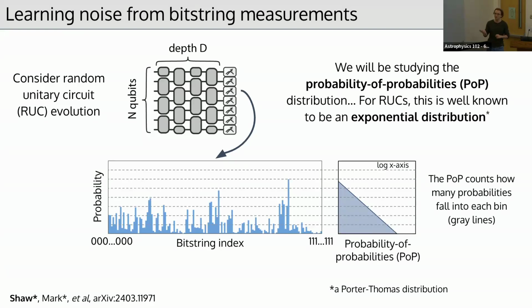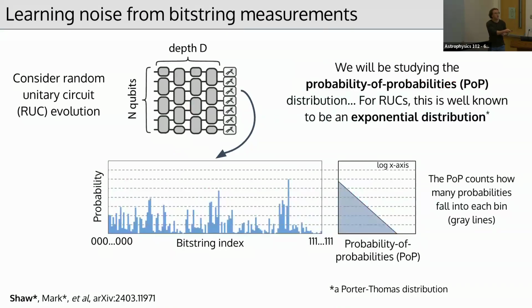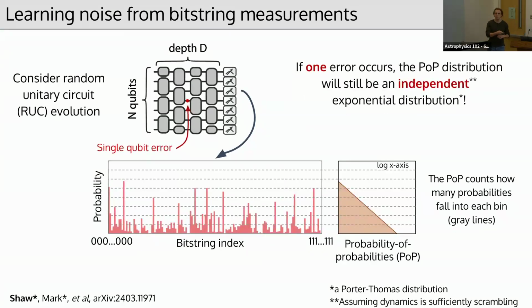Key fact. The interesting thing is if you now introduce an error at some point in the evolution, you still get an exponential distribution out. It's just that now this exponential distribution is an independent exponential distribution. This is a very key thing to emphasize: whether or not there's an error changes the underlying probability distribution, but the histogram which describes these probabilities is still an exponential, no matter that an error has happened.